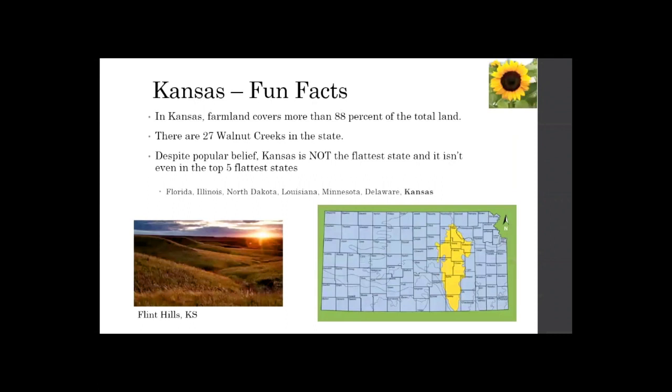So some fun facts about Kansas. In Kansas, farmland covers more than 88% of the total land, and we have 27 walnut creeks in the state. One thing I wanted to point out is that despite popular belief, Kansas is actually not the flattest state, and it isn't even in the top 5 of the flattest states. As you can see on the left here, Kansas is home to the Flint Hills, which is this region here. And if you're ever in Kansas, I would encourage you to visit these because they are quite pretty.